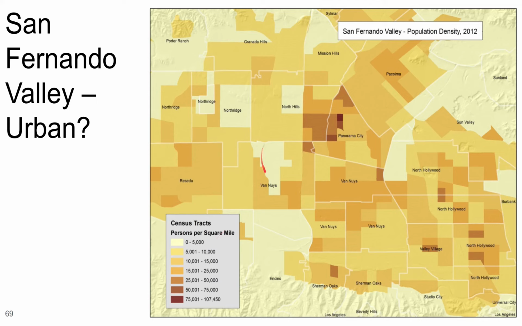Because then I would want to know, like Van Nuys, Northridge, do they qualify as urban? I'm just going to say yes.